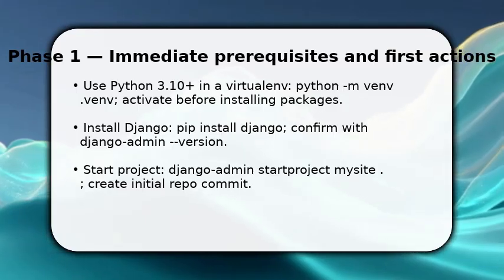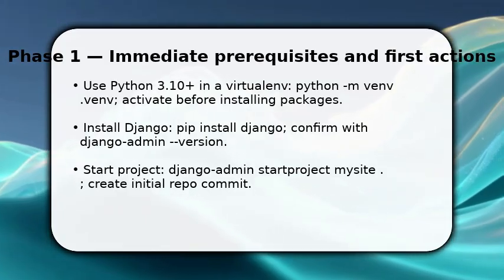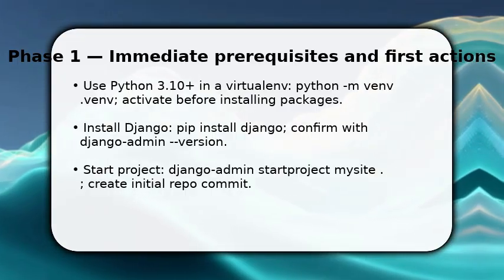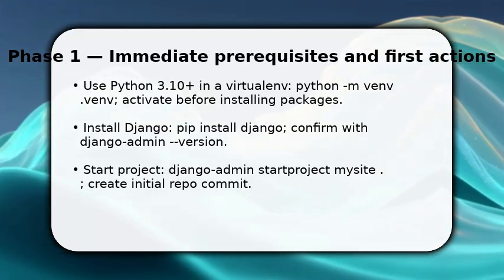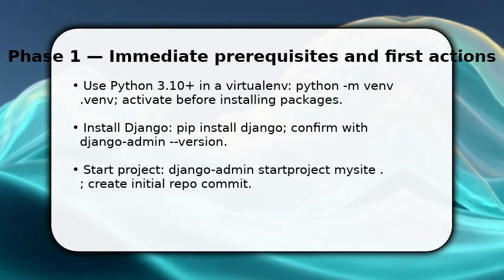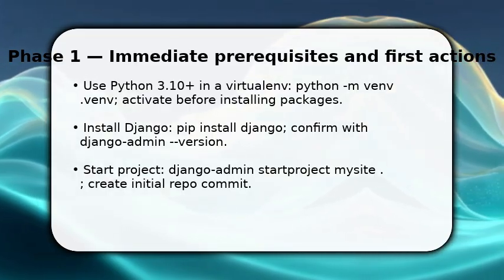You begin by isolating your environment. Create and activate a virtualenv so dependencies stay predictable. Once active, install Django with pip and verify the version. Then run django-admin startproject to scaffold the project. This gives you manage.py and settings quickly. Make sure to use the Python version you need because Django ties into that interpreter.